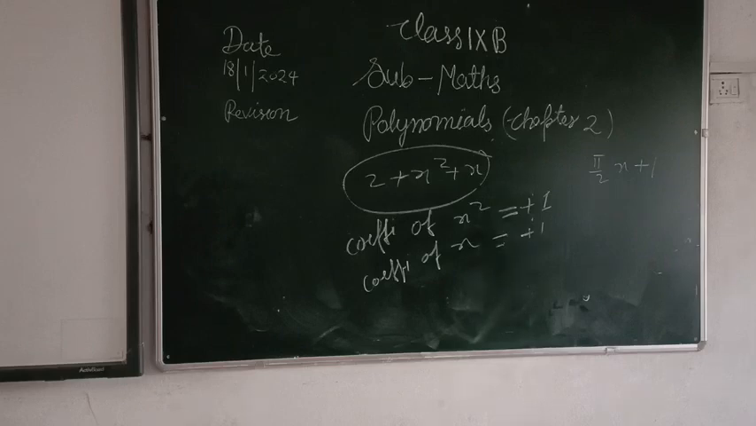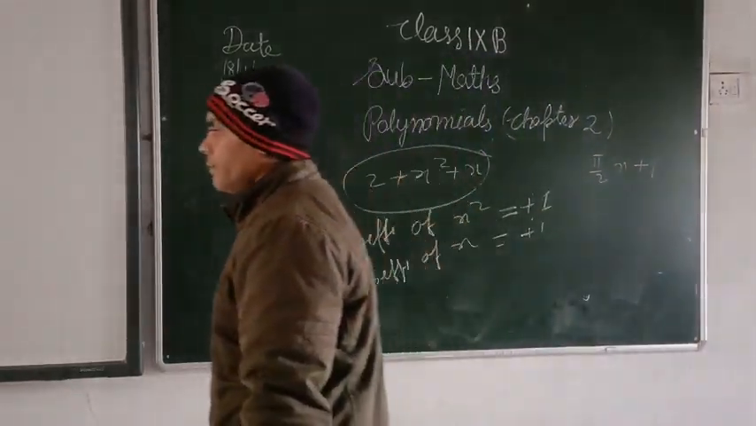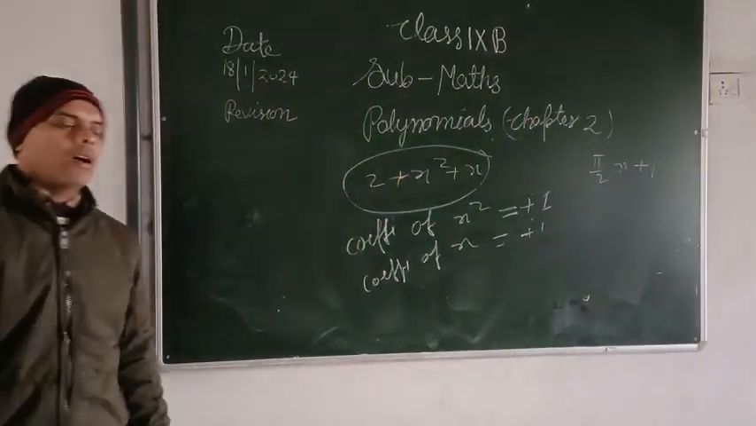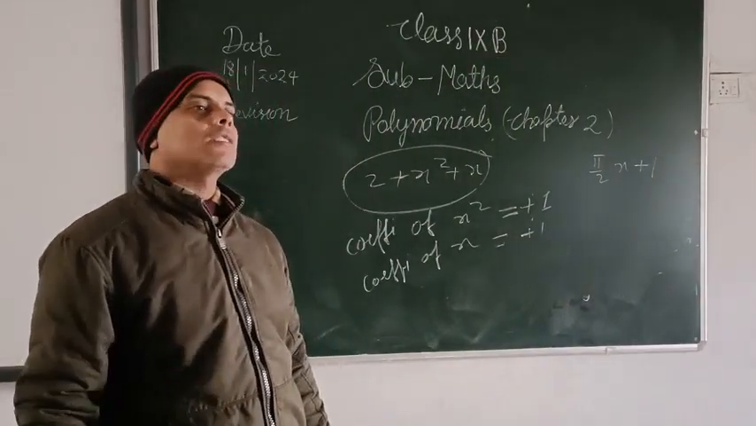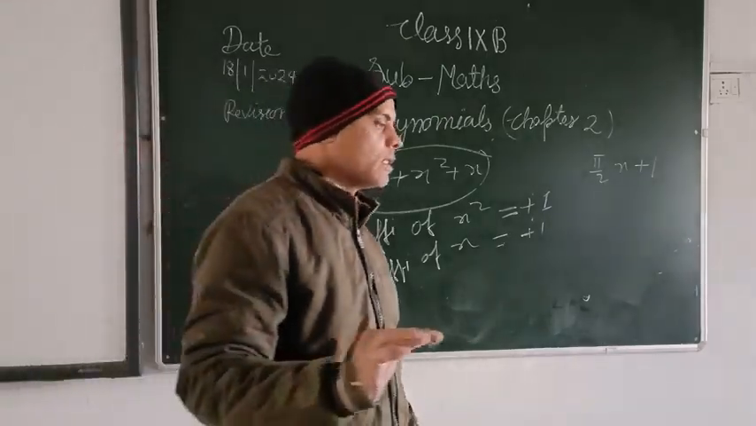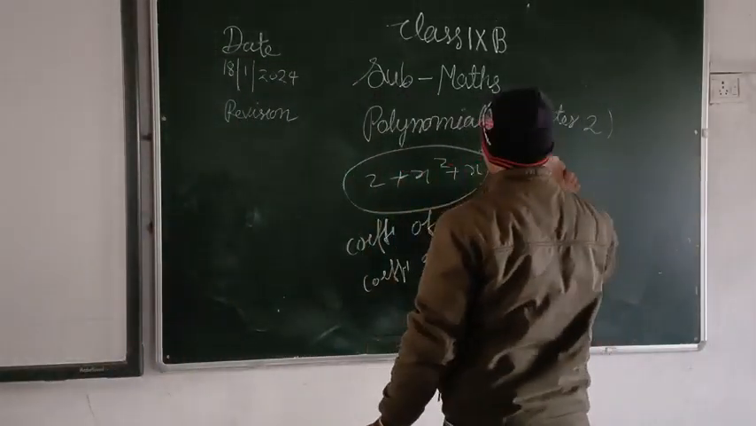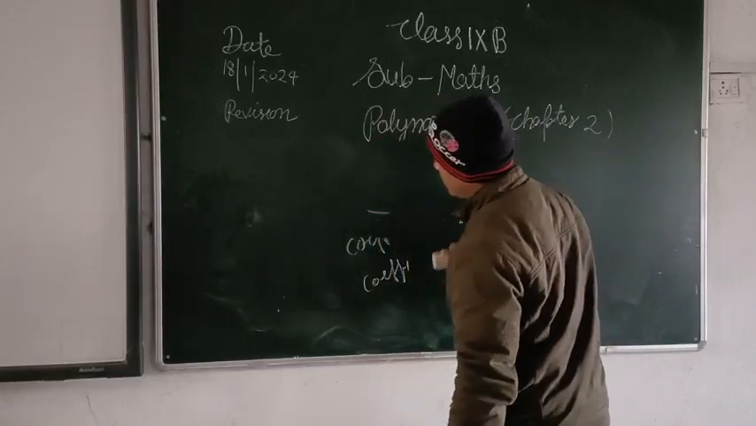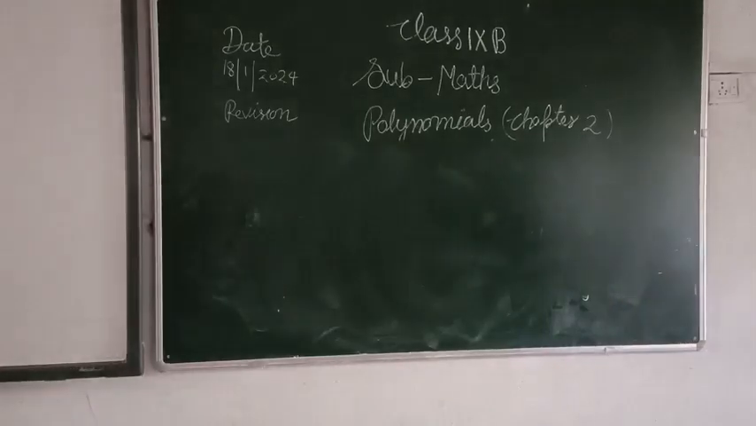And which of the following are polynomials? Write your answer. So you know that if we have a given algebraic expression, if the power of the variable is non-negative, meaning positive, then it is known as a polynomial. Otherwise, it is not a polynomial. It is simply an algebraic expression.